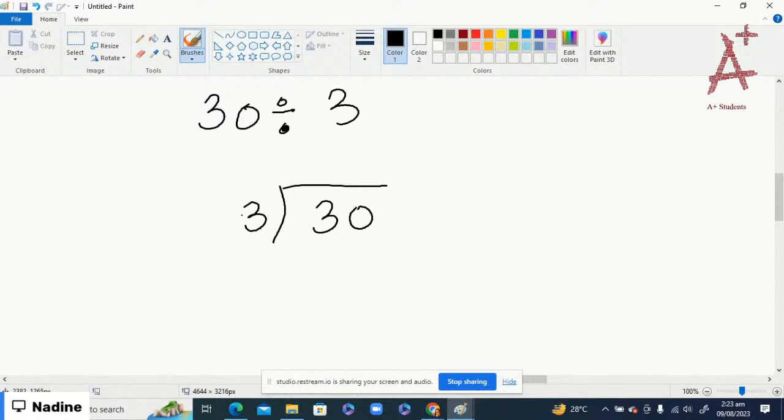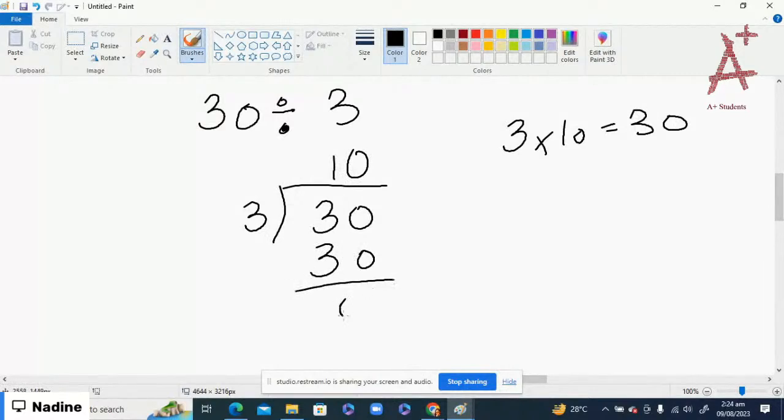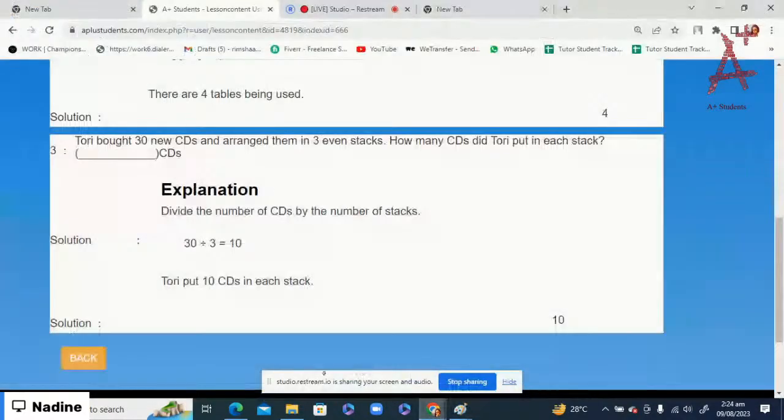Okay, so 3 times which number is 30? Let's check. 3 times 1 is 3, then 2 is 6, then 3 is 9, then 3 times 4 is 12, 5 is 15, 6 is 18, then what's 7? What's for 7? Anyone? 21. Then it's 24. Then 9 is 27. Then 3 times 10 is 30. So here we put 3 times 10 is 30, and here the answer is 0. So it means that there are basically 10.